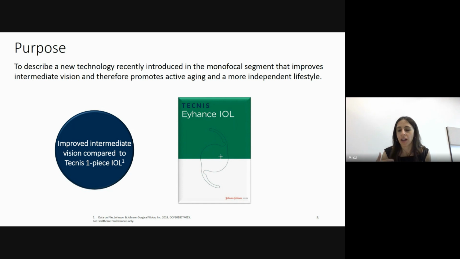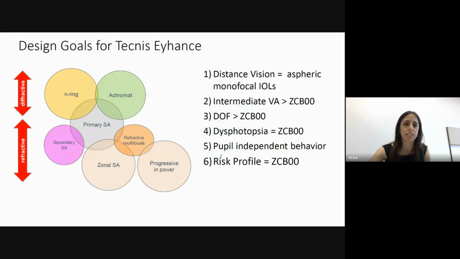So how we came to this design, we have a purpose. We want to have a monofocal lens that is going to have better intermediate vision. And then when we design an IOL, we have to think what are our design goals. So what do we want to get?